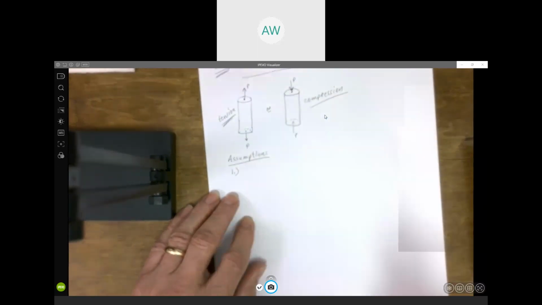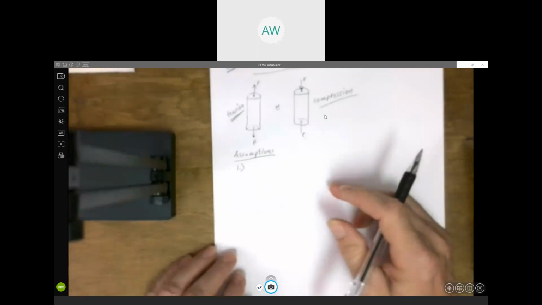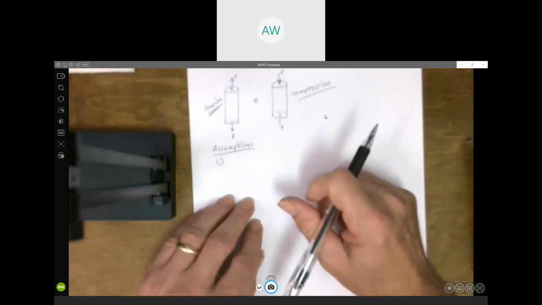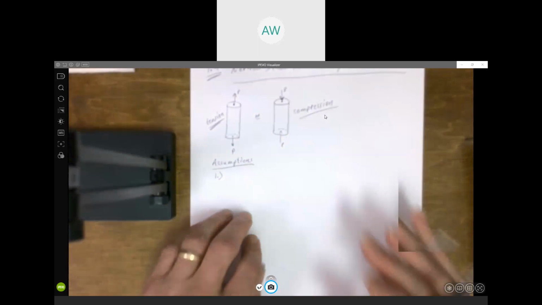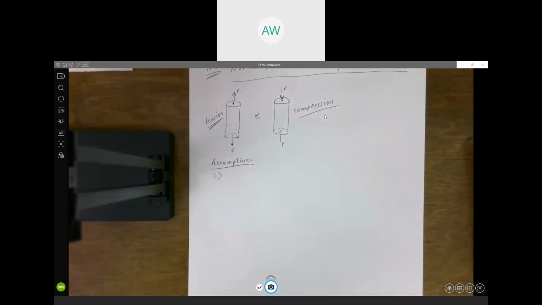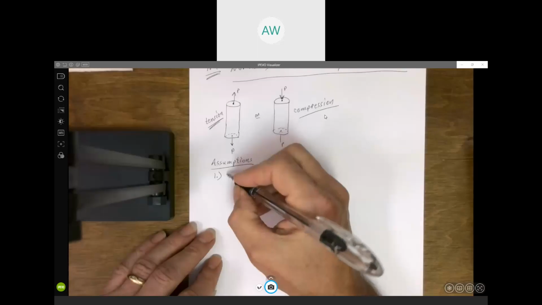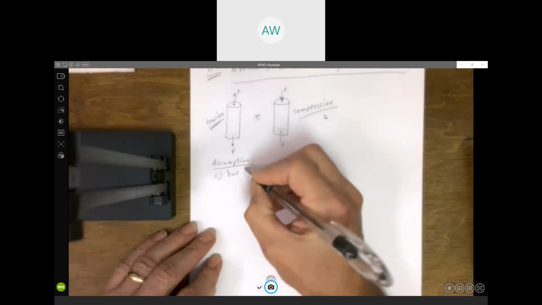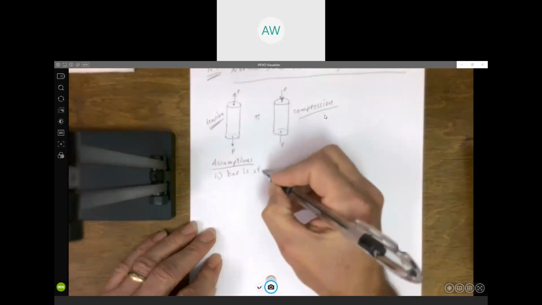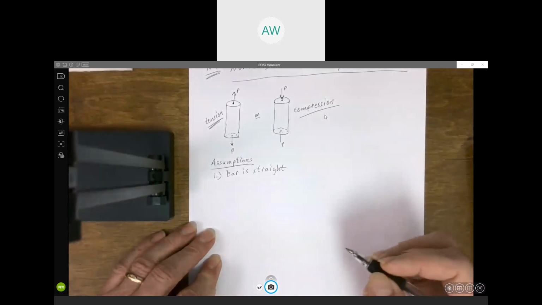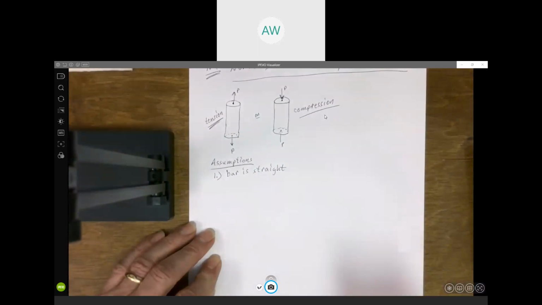One is, come on, focus for me. I don't want to focus. There we go.